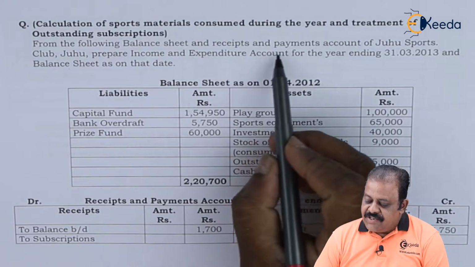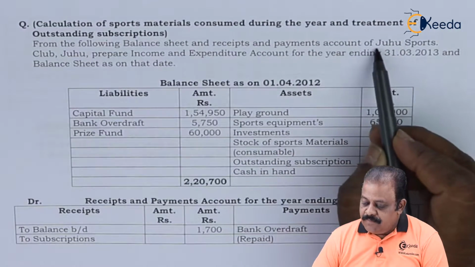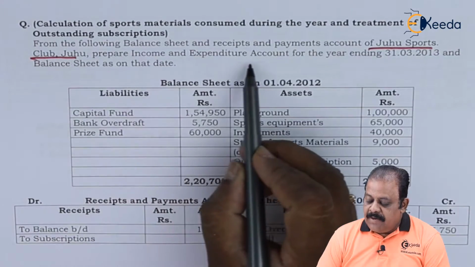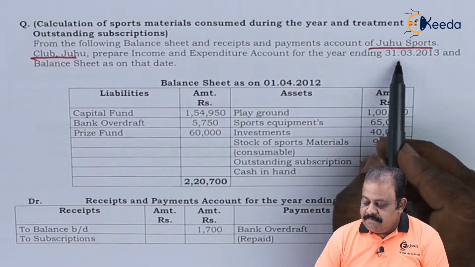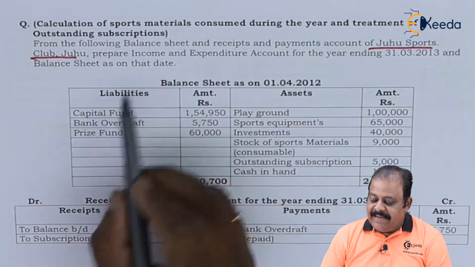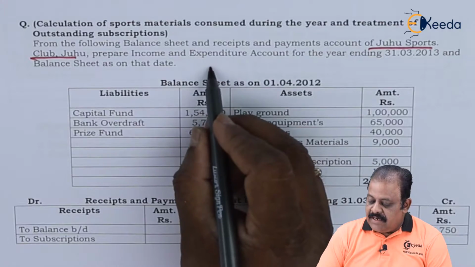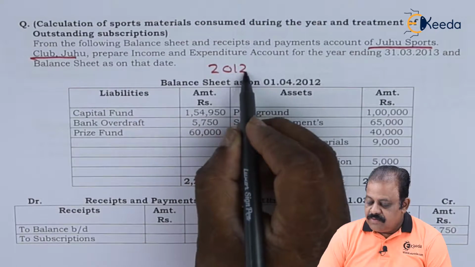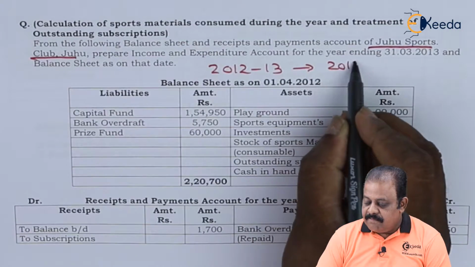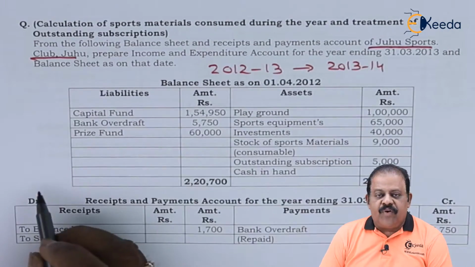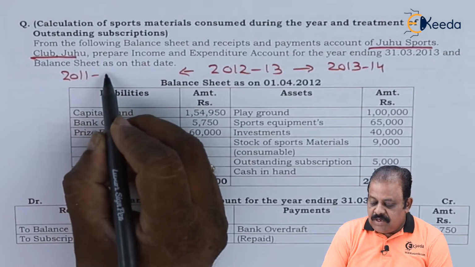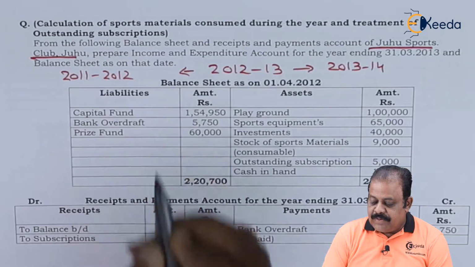From the following balance sheet and receipts and payment account of Juhu Sports Club, Juhu, prepare income and expenditure account for the year ending 31st March 2013 and balance sheet as on that date. Here current year is 2012-13. Next year is 2013-14 and previous year is 2011-2012.